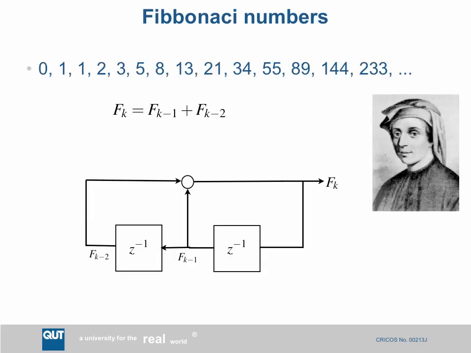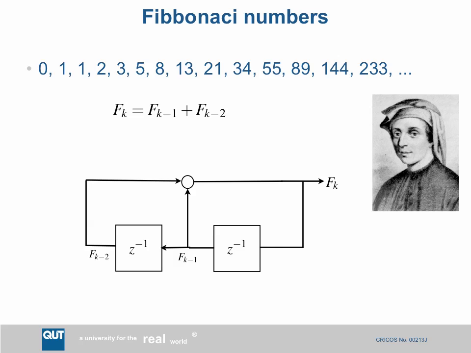We talked in the first lecture about a simple number sequence, the so-called Fibonacci sequence, and that could be represented by the difference equation f_k = f_{k-1} + f_{k-2}. It's a simple difference equation. Each number is equal to the sum of the two numbers that precede it.